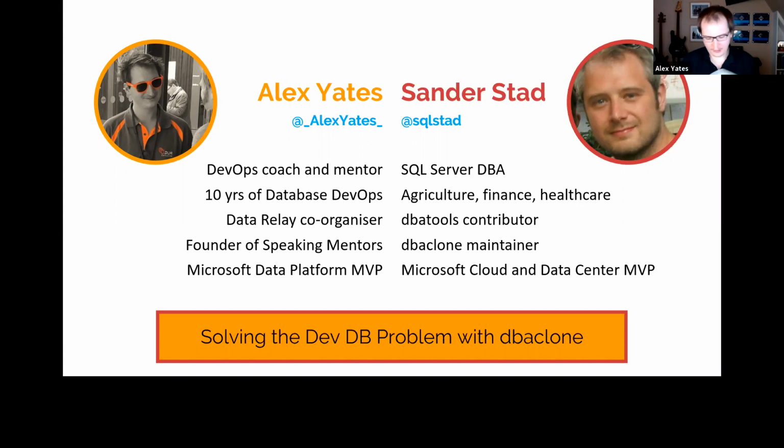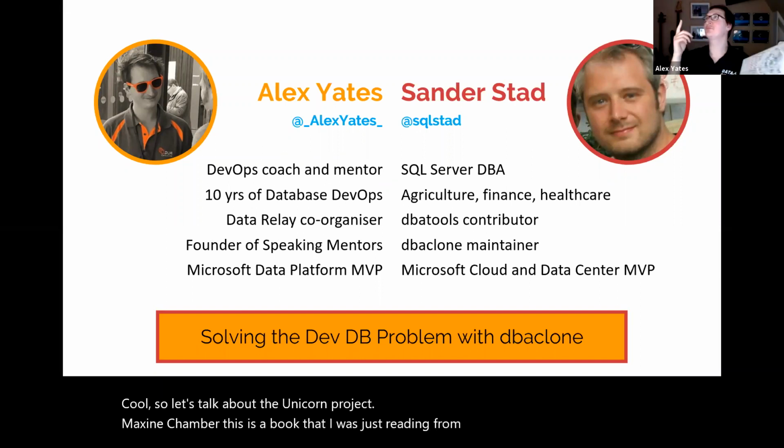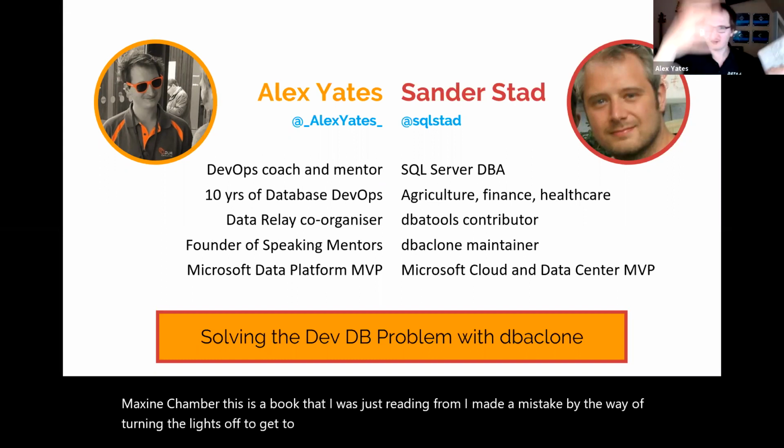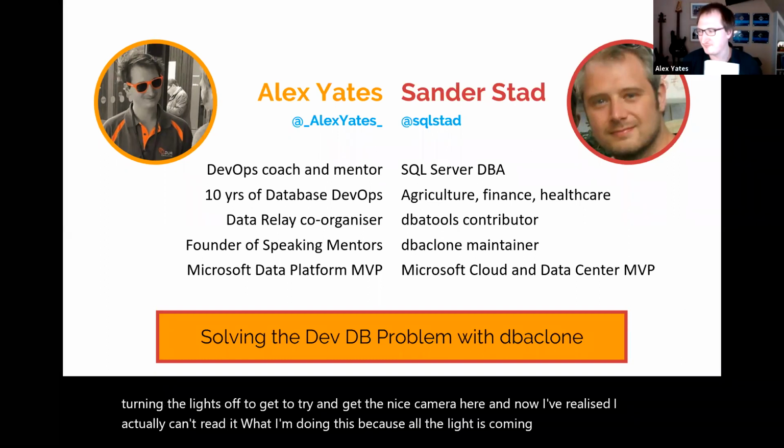So let's talk a bit about the Unicorn project. Maxine Chambers, this is a book that I was just reading from. I made the mistake, by the way, of turning the lights off to try and get the nice camera here, and now I've realized I actually can't read it when I'm doing this because all the light is coming from in front of me.